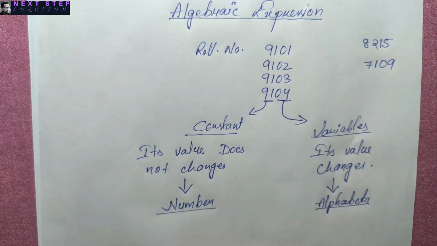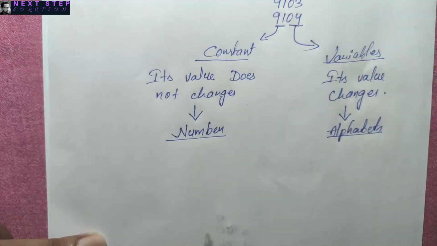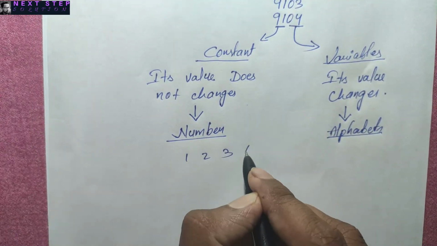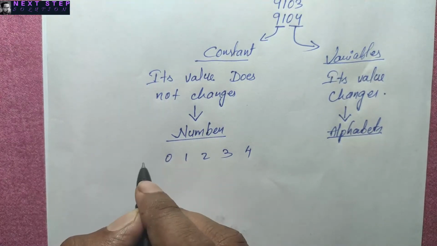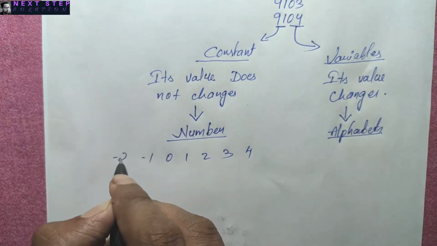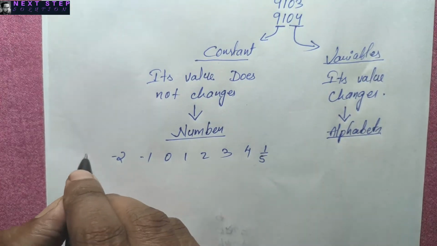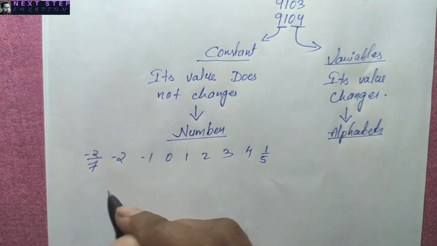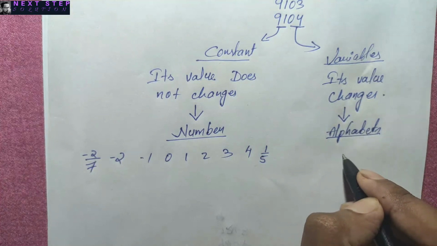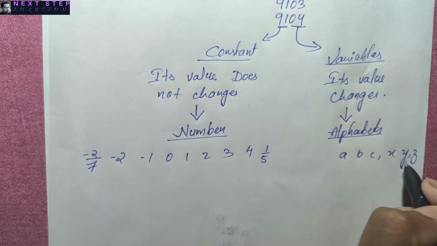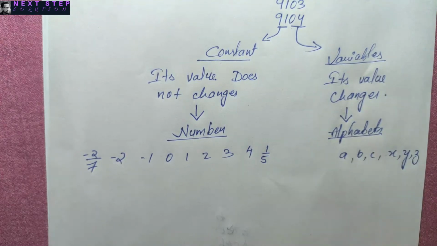Now, numbers you have studied in the previous chapter. Number system can be 1, 2, 3, 4. It can be negative numbers also, 0, minus 1, minus 2. It can be anything. It can be fractions. It can be 1 by 5. It can be minus 2 by 7, anything as such. And alphabets can be any alphabet like A, B, C, or X, Y, Z. X is the most commonly used alphabet in algebraic expressions.